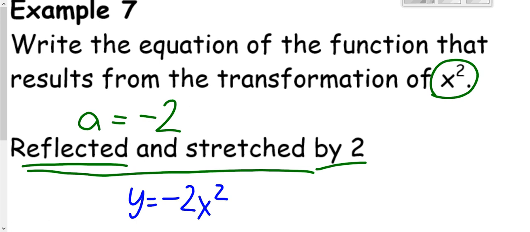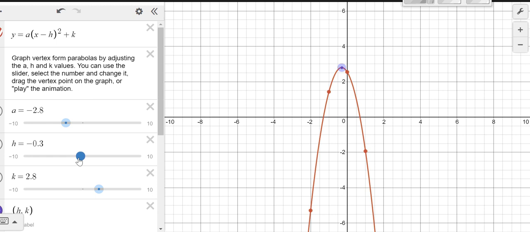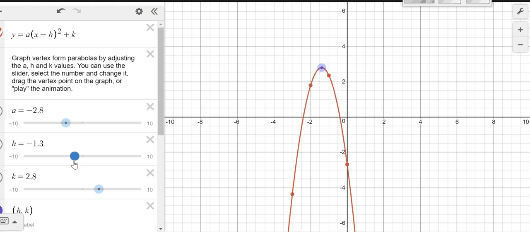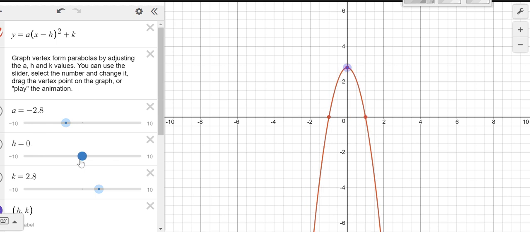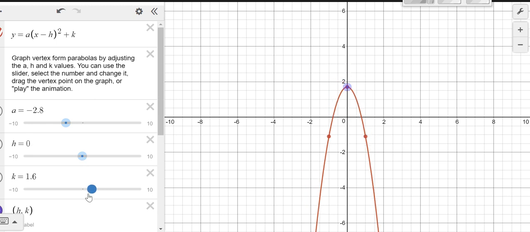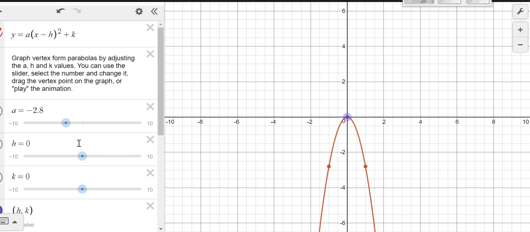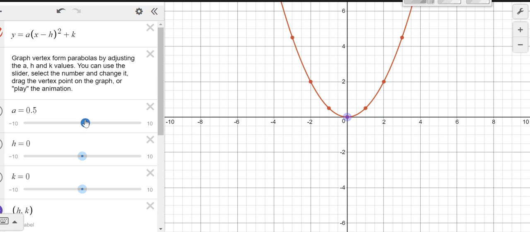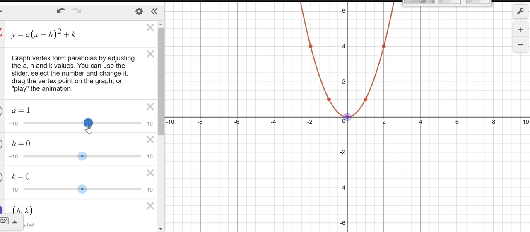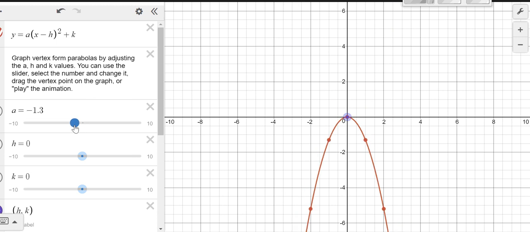And again, you can always go back to Desmos and check that. My h and k values would be 0 because that's where we start. So my vertex is right there. And then I just want to shift this to a -2 if we were to start at 1. Here's 1. I want to reflect it, so that makes it negative. And then I want to stretch it to -2. So that would make my -2x squared.